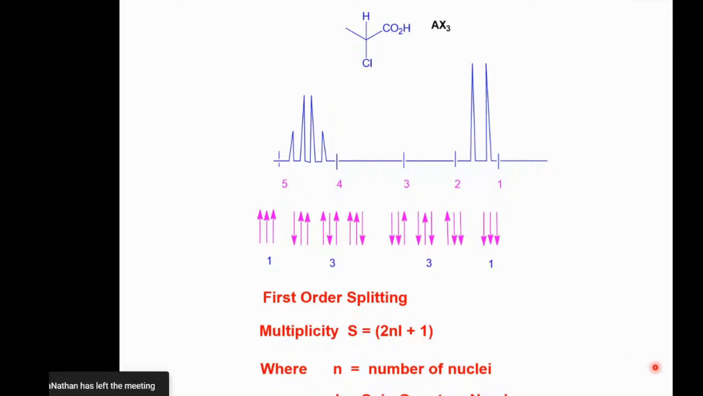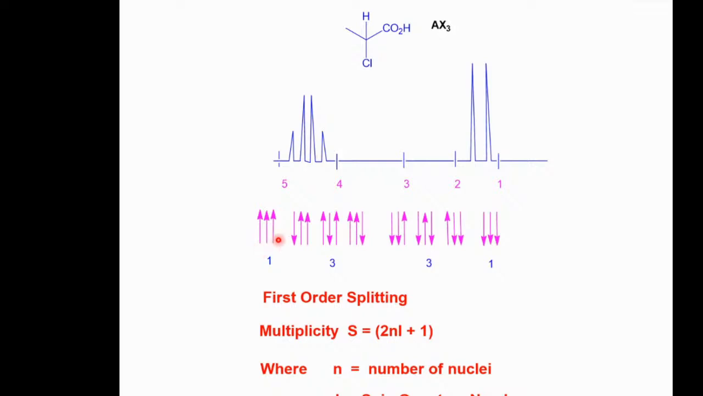Okay, now let's move on to another molecule, alpha-chloropropionic acid. It's an AX3 type system, where this is A and the CH3 protons are X3. The methyl protons appear as a doublet because they have just one neighbor. It's a 1:1 doublet. Whereas this alpha proton, which is highly deshielded because it's alpha to the carboxylic acid and also an electronegative halogen, appears as a 1:3:3:1 quartet. And it's a first order coupling.